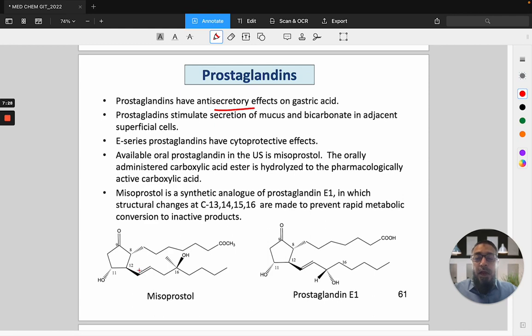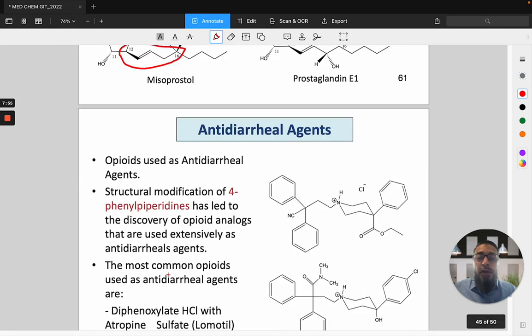And then it has C13, C14, C15 and C16, right? So it has different structural features at this site, made to prevent the rapid metabolic conversion into inactive products. So these molecules also have the anti-secretory effect.